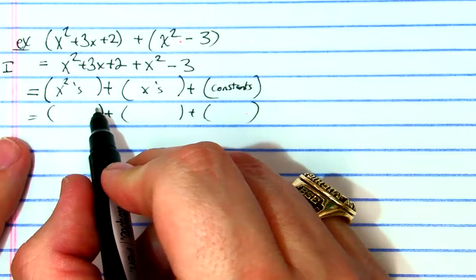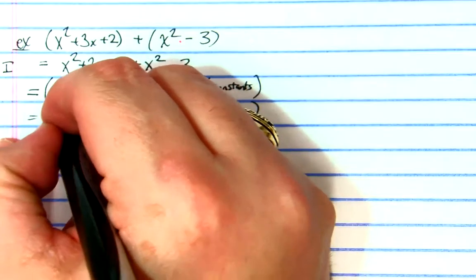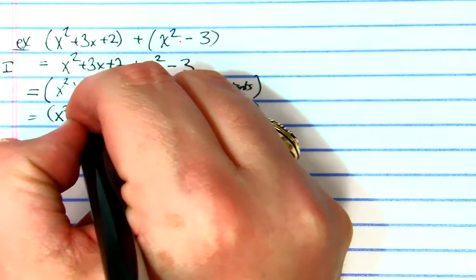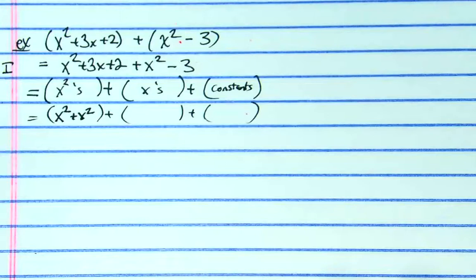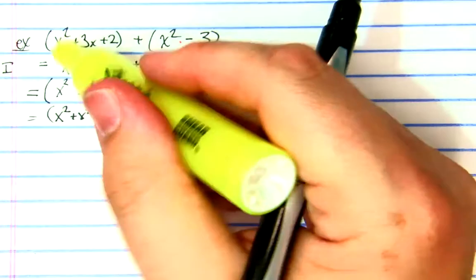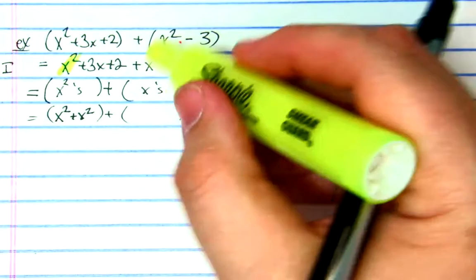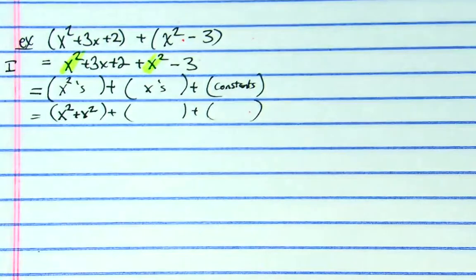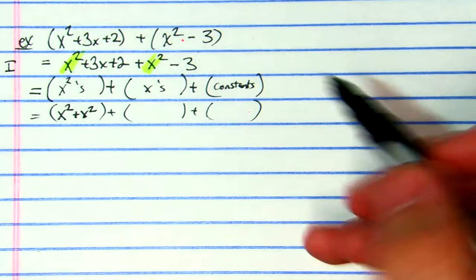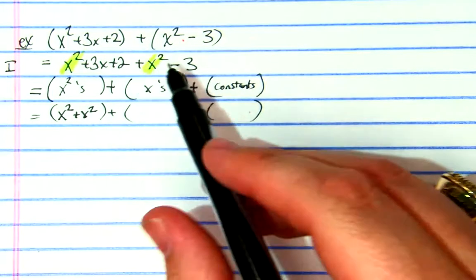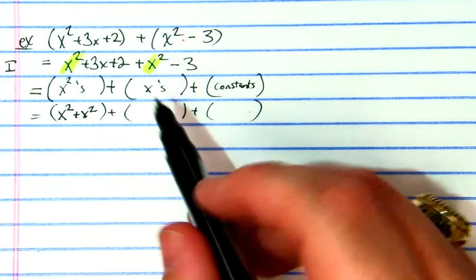And I'm going to put all my x squareds into the first group, x squared plus x squared. And if you're using a highlighter or something, that's going to help because you can now highlight the two terms that you've already used. So now we have eliminated 2 of the 5 terms. Now we look at the terms that haven't been highlighted. Those are still up for grabs.